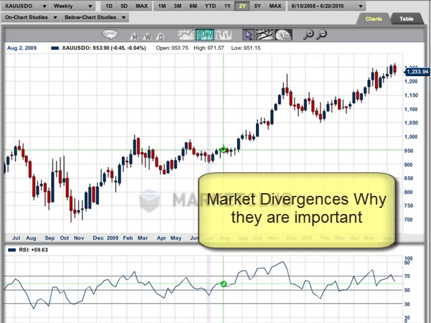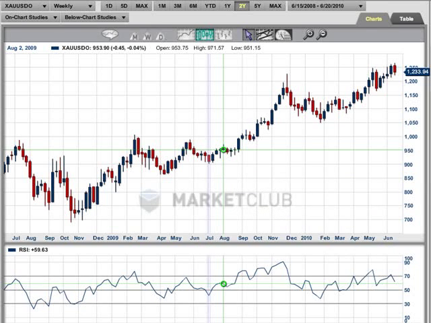And today we're going to be talking about divergences. These are elements in the market that are very important, and you really should be aware of them. We're going to be looking at the first market. We'll be looking at today as gold, and we're looking at the S&P 500, and finally the euro. But let's take a look at gold.